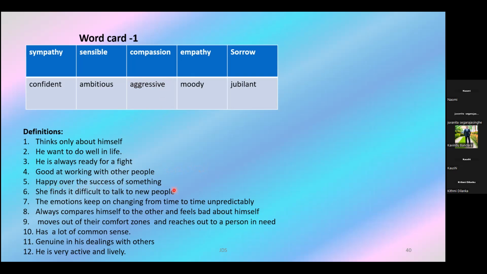Happy over the success of something. Jubilant. So the third word is getting cut. Ambitious, aggressive, jubilant.